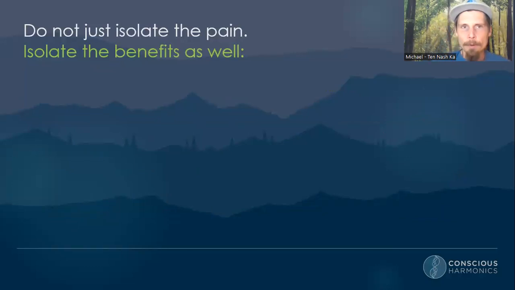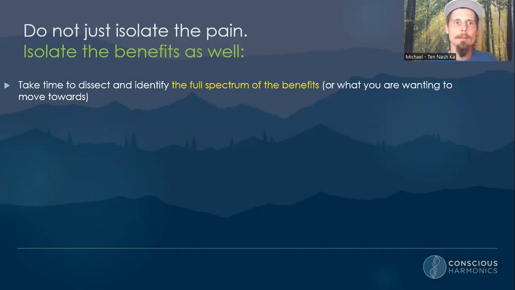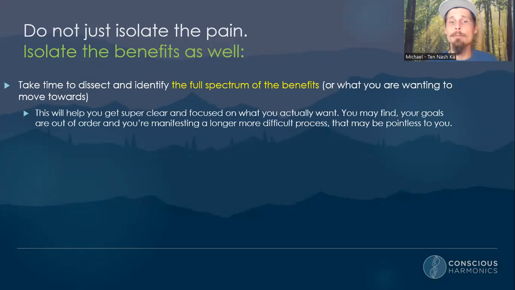So just to go a little bit farther with this, do not just isolate the pain, isolate the benefits as well. Take time to dissect and identify the full spectrum of the benefits or what you are wanting to move towards. This will help you get super clear and focused on what you actually want. You may find your goals are out of order and you're manifesting a longer, more difficult process that may be pointless to you. When you get super clear and focused on what you actually want, the benefit, everything just gets a lot more simple. Life gets super easy when you understand what you're actually moving towards.